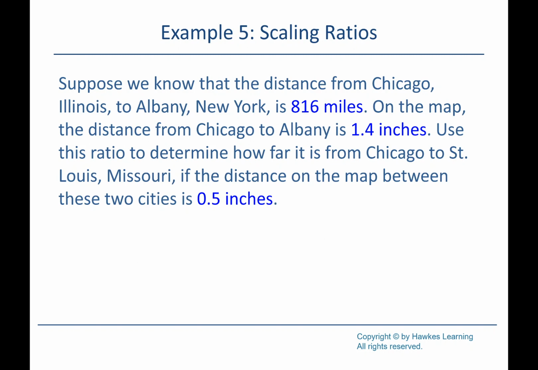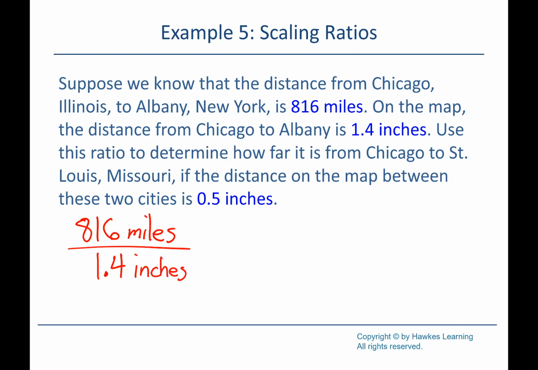So we got several things going on here. Okay, we're coming up with our own scaling factor here. So instead of having the map with a little scaling factor down on the bottom, we've got to come up with our own ratio. We can do it. So what do we know? We know the distance from Chicago to Albany is 816 miles in real life, 1.4 inches on the map. So we can use that information to come up with our scaling ratio. And we know 816 miles over 1.4 inches. We've got that ratio.